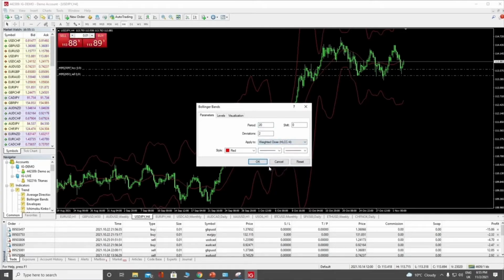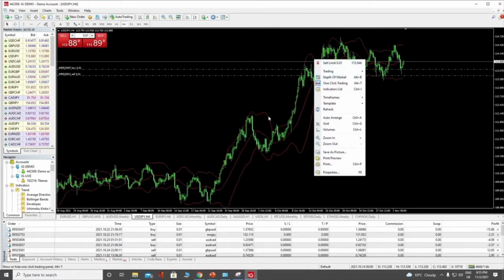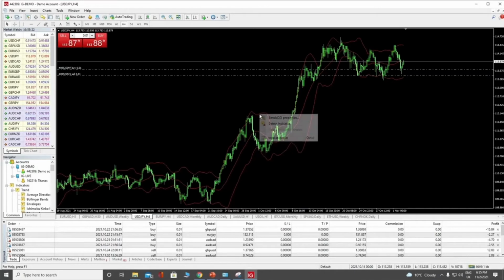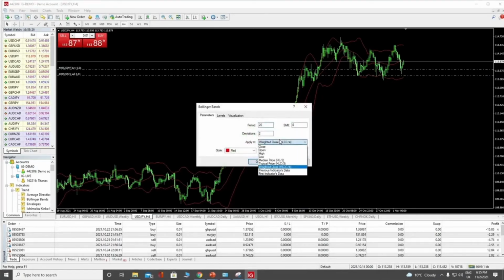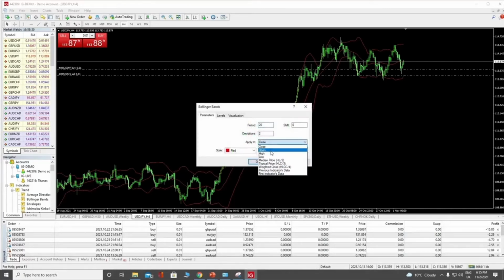You can do the weighted close, which is the open. You can do the weighted close. You see that this will change your indicator view. This is not so important what you will apply to. If you make the changes yourself, you'll see that this is not the important parameter. The most important is the deviations. Usually we are using 2. Most commonly you will use 2. This is the standard deviations from the moving average.